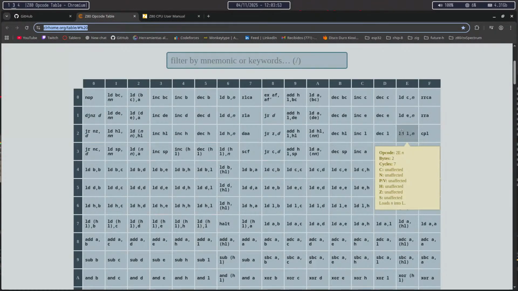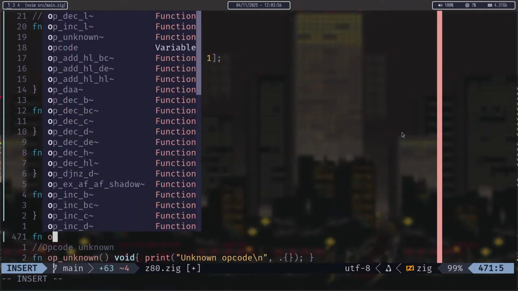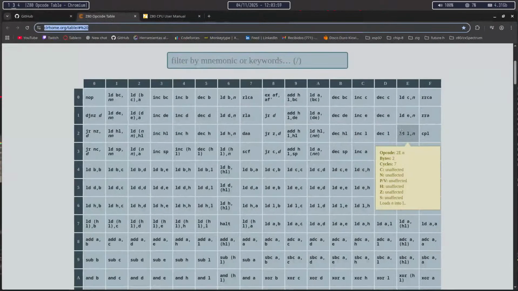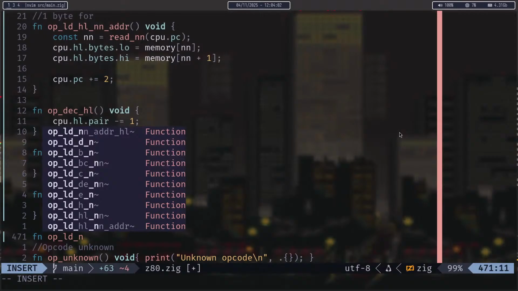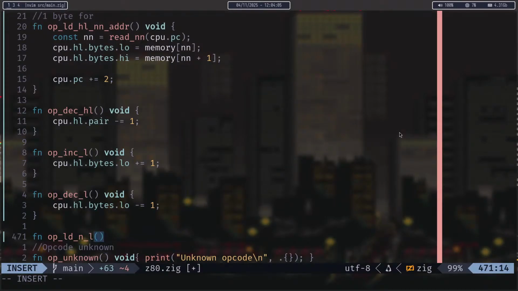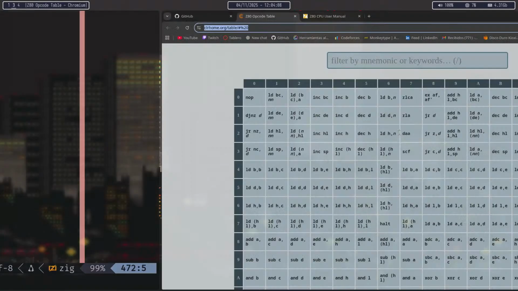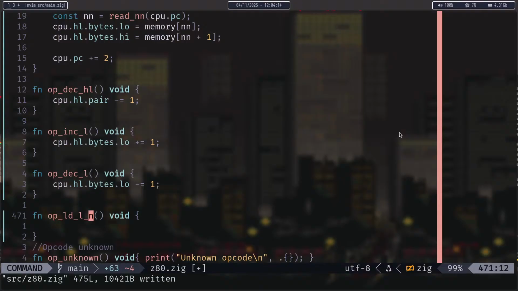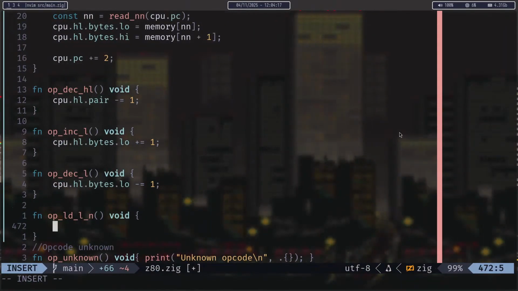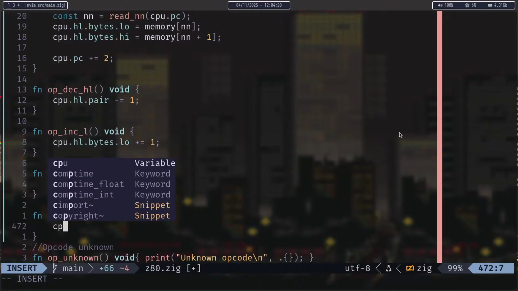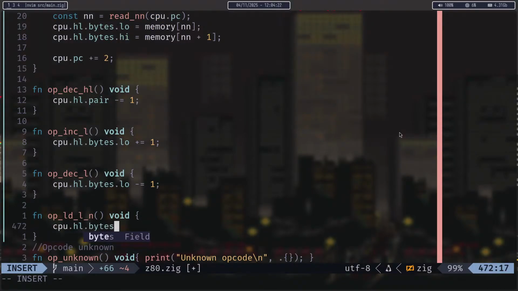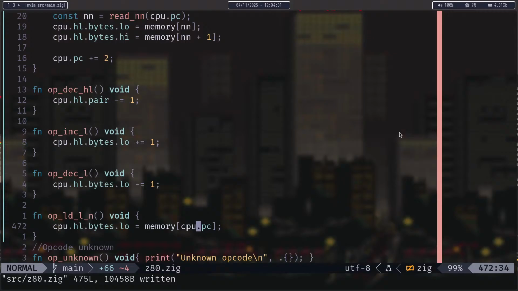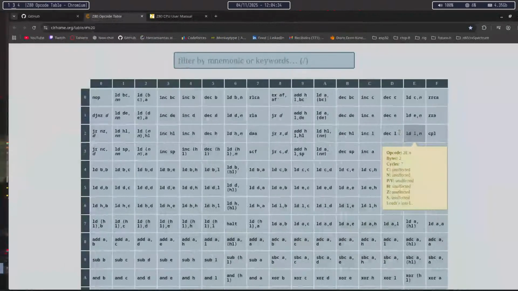Whoops. LDL and loads and into L. Okay, LDN. Sorry, it's the other way around. So if I just have to load in, I guess I should do cpu.etel.bytes.load equals memory.cpu.pc. Alright.